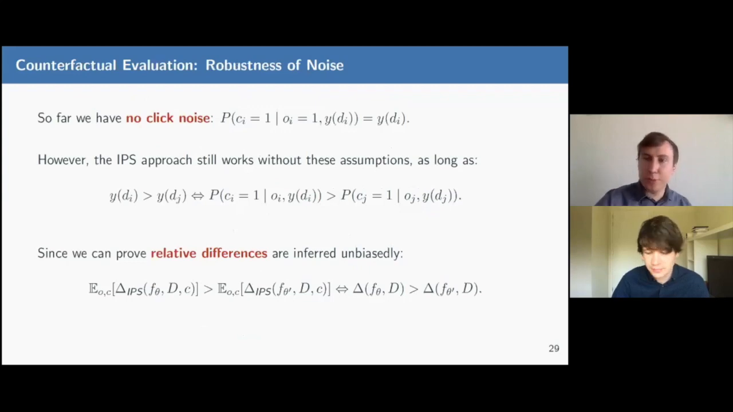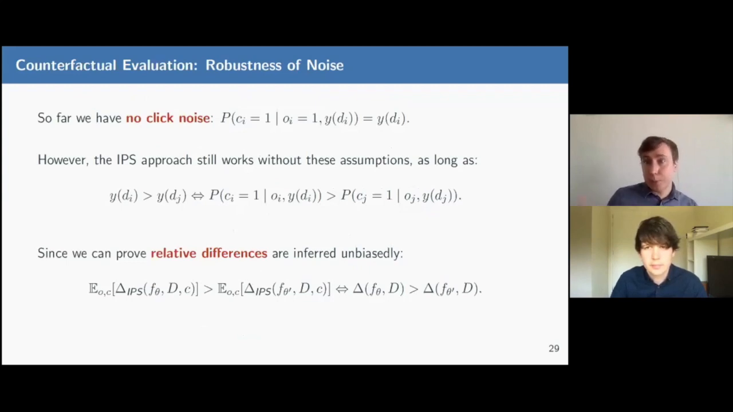So far, in the proof that I've shown you, we made the assumption that there is no click noise. In other words, that the probability of a document being clicked, given that it's observed and that it's relevant, is just its relevance, which is 1 or 0, right?